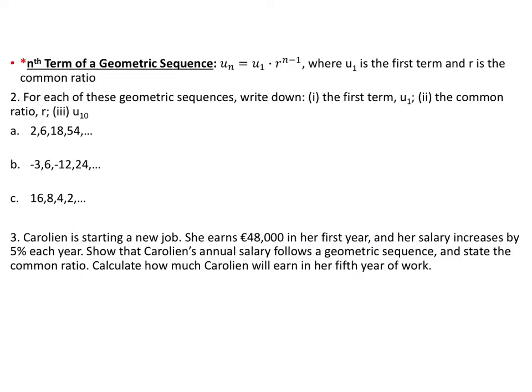The nth term, or the general term, for a geometric sequence follows the pattern u sub n is equal to the first term u sub 1 times your common ratio r to the n minus 1 power, because repeated multiplication becomes exponential. So for each of these sequences, we want to find the first term, the common ratio, and the 10th term. So go ahead and pause the video and find that for these 3 sequences.